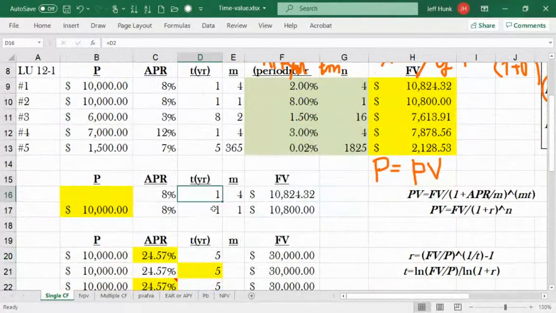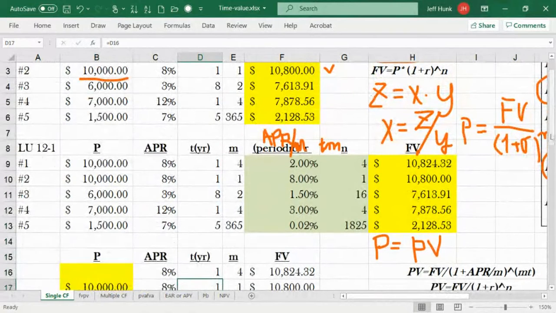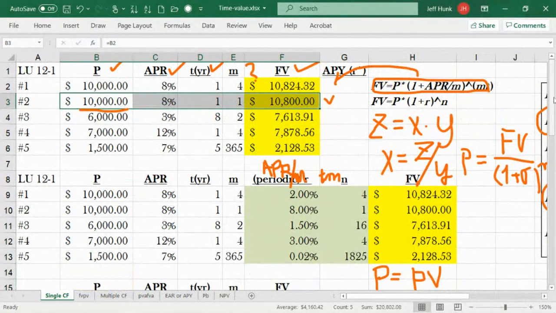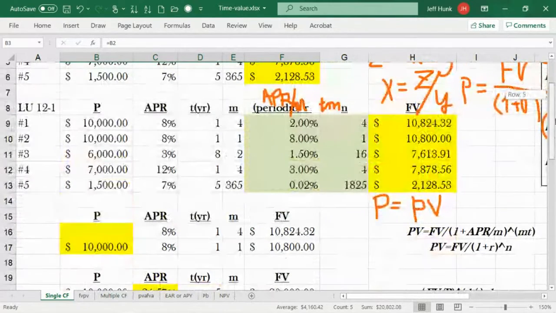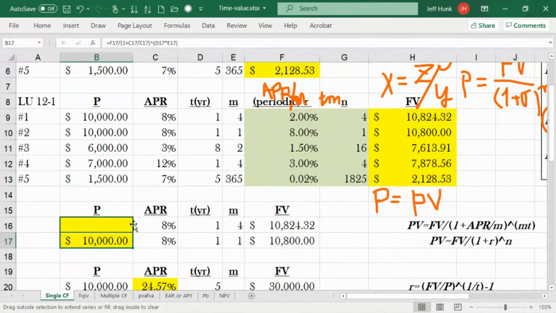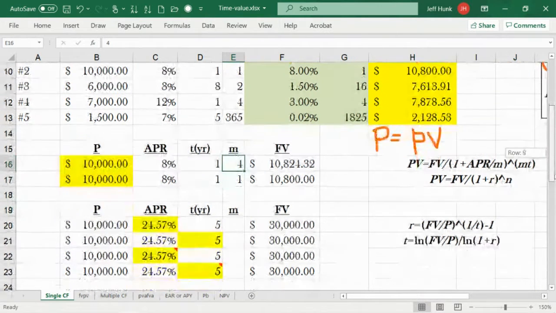Okay. Of course, it has to match, because I'm simply flipping this, the same scenario, right? Everything has to match. The input data must match. And this, if you just drag it up, when compounding is quarterly, right? You do it.